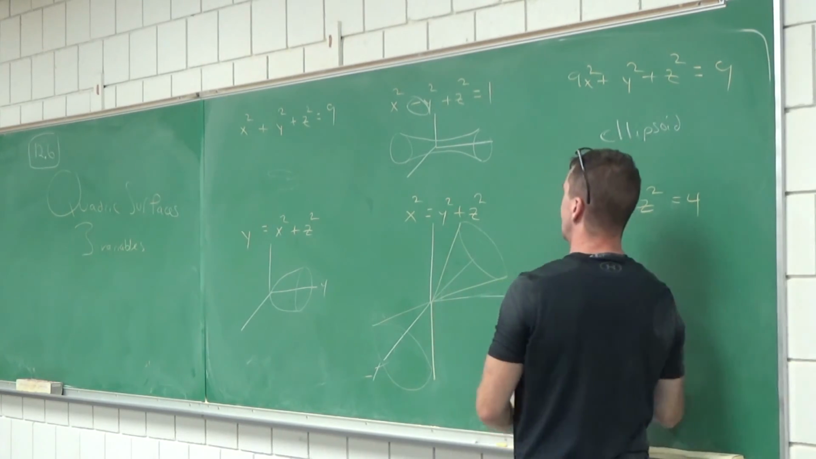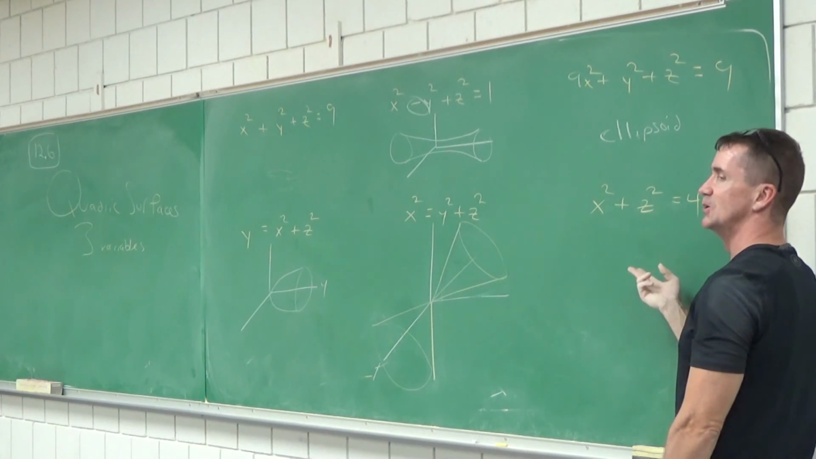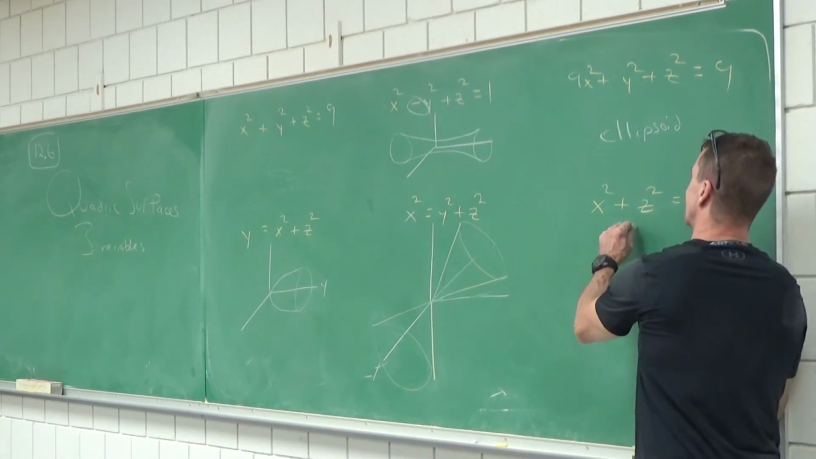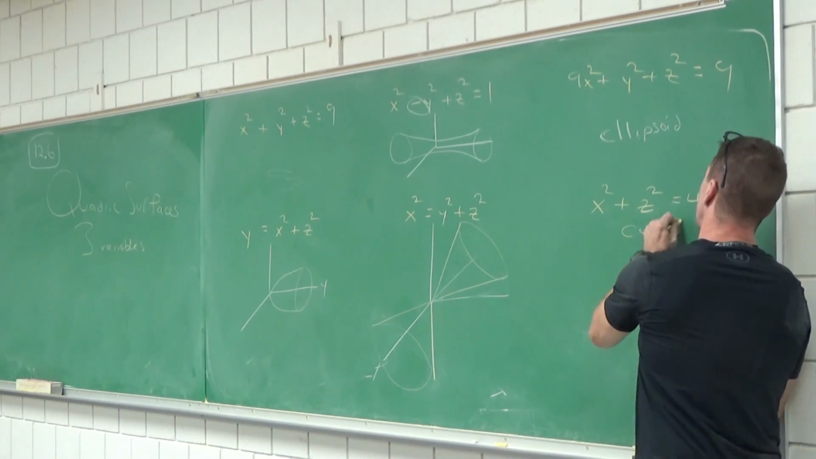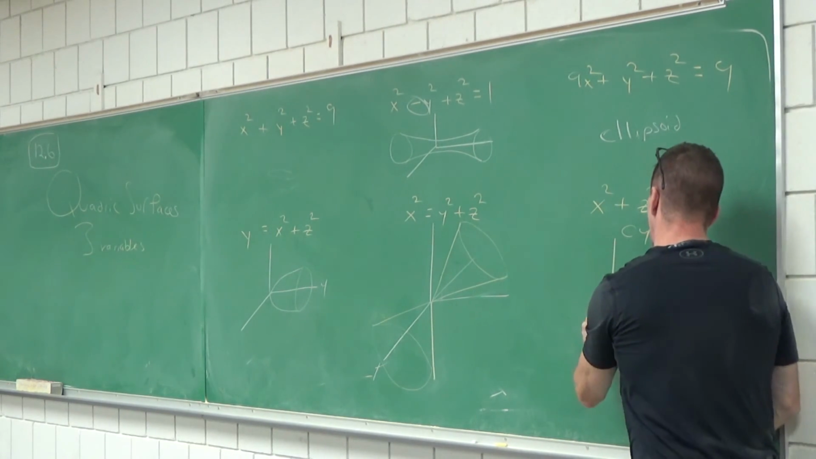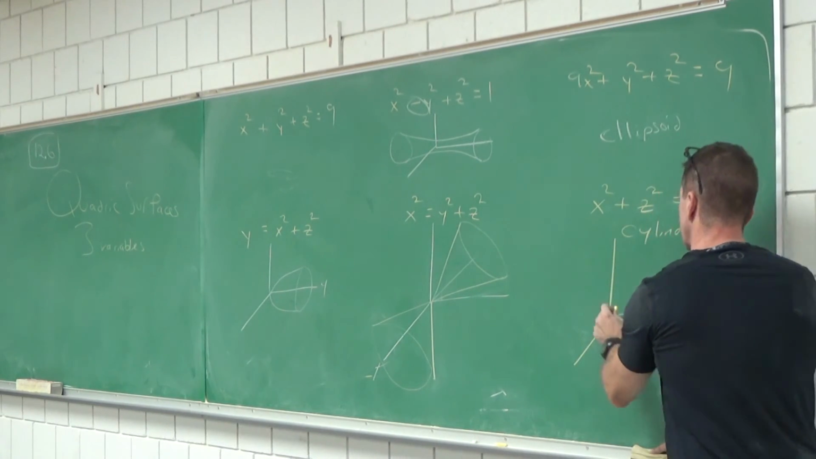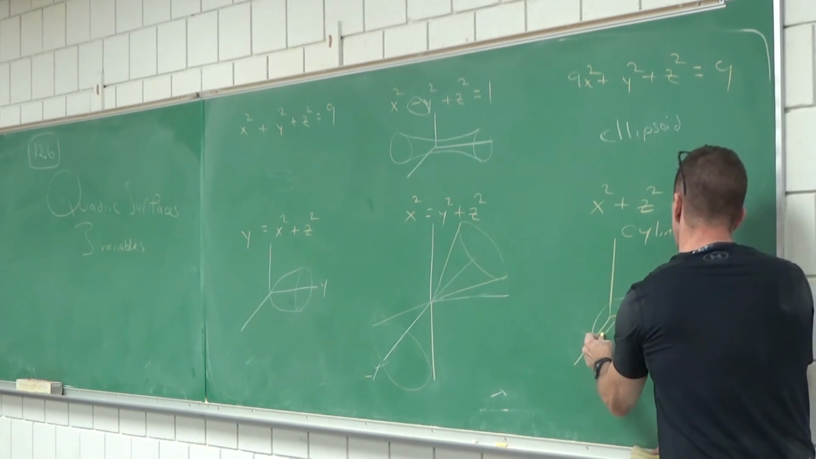And lastly, what's the story here? How many variables? 2 variables. This is a what? Cylinder. It's a circular cylinder centered on which axis? The y-axis. Me and you all are good. What's the radius too? Radius of 2.